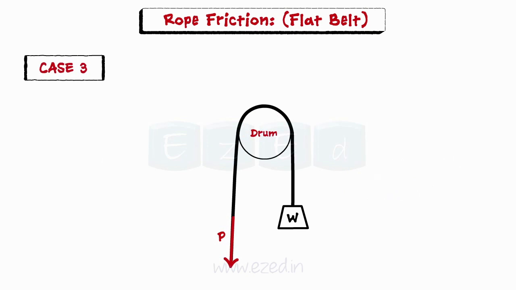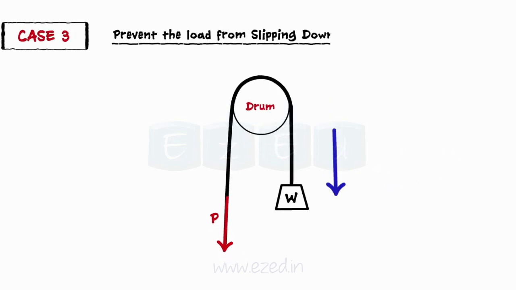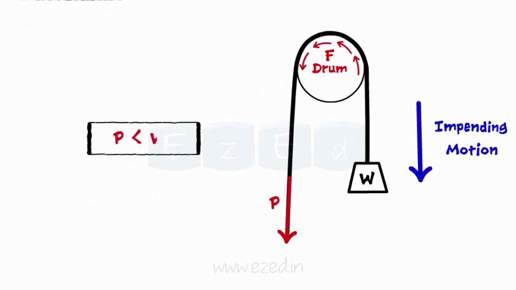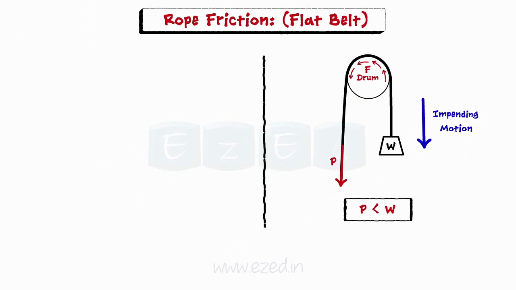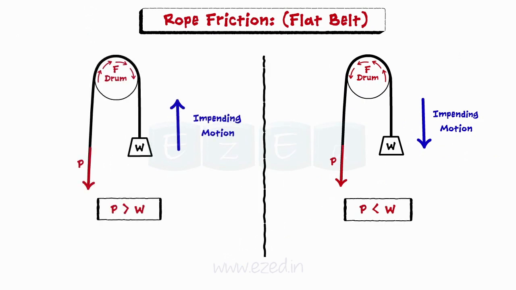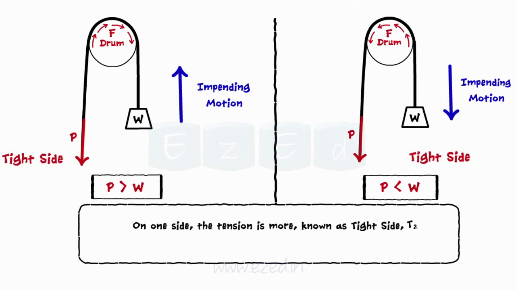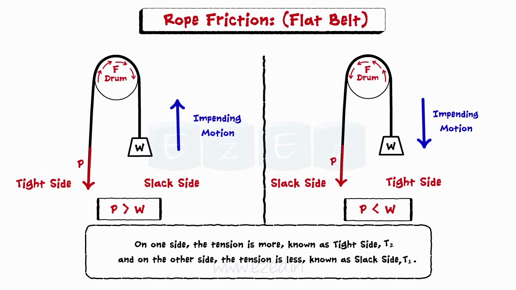In the third case, the applied force P has to prevent the load from slipping down the plane when friction is not neglected. In this case, since the motion of the load is impending downwards, the frictional force will act in the opposite direction. Hence, the frictional force F helps applied force P in preventing the load W from slipping. The applied force P is therefore less than W. Hence, we can conclude that in rope friction, tensions are different on both the ends of the rope. On one side, the tension is more, known as tight side, T2, and on the other side, the tension is less, known as slack side, T1.